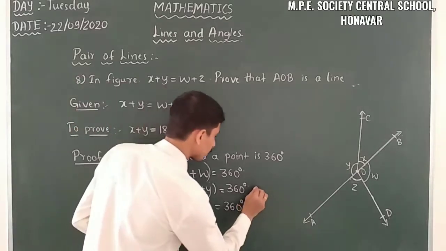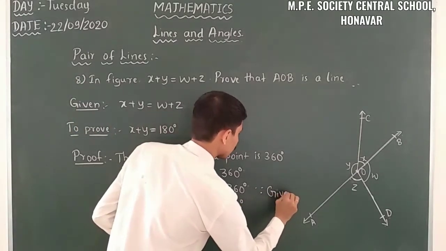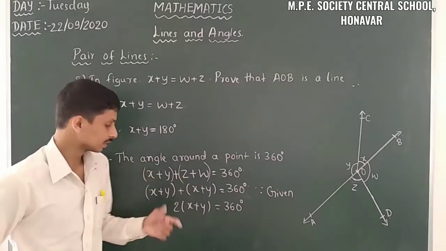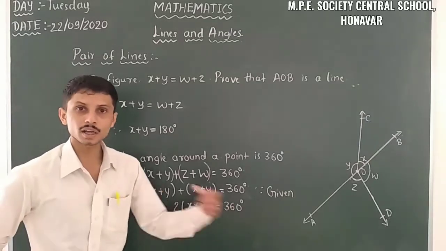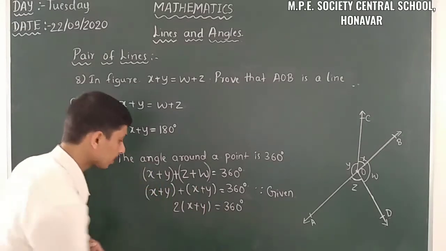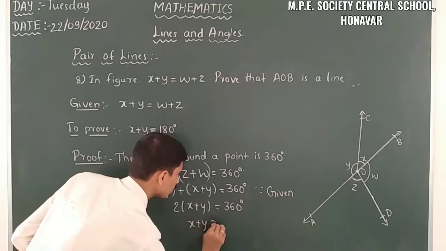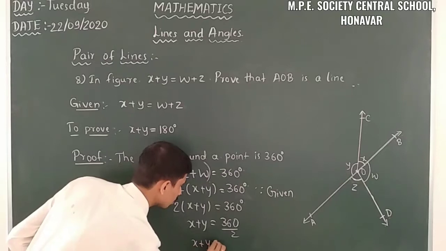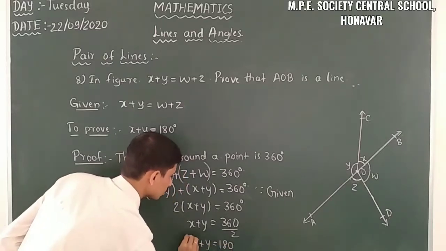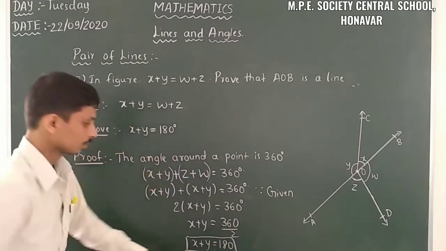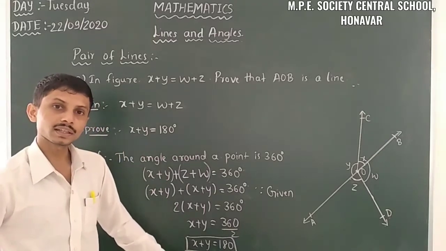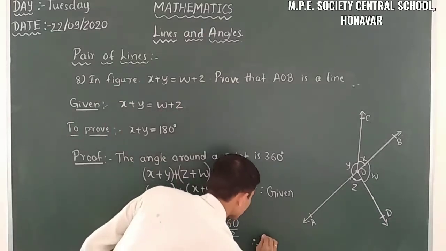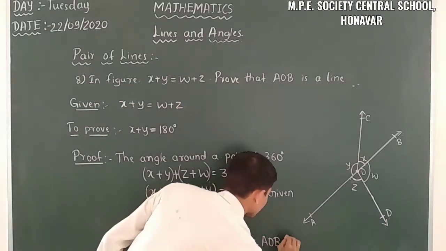How does it happen here? From the given, we can take x plus y is equal to w plus z. I will transfer this 2 to the RHS. Then x plus y is equal to 360 divided by 2. Then x plus y is equal to 180 degrees. So we have our proof. From this proof we can take it that AOB is a line. Therefore, AOB is a line.